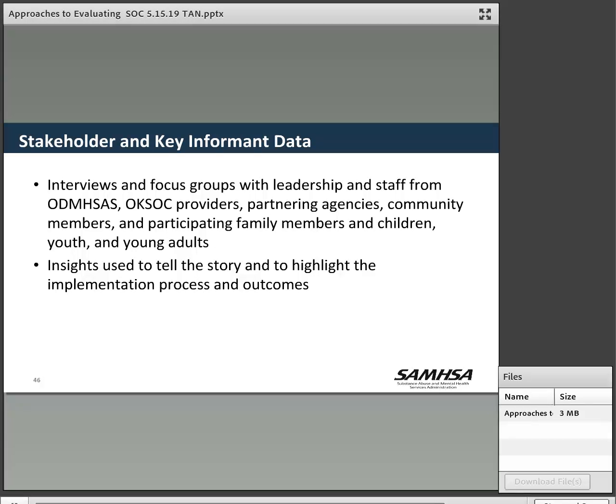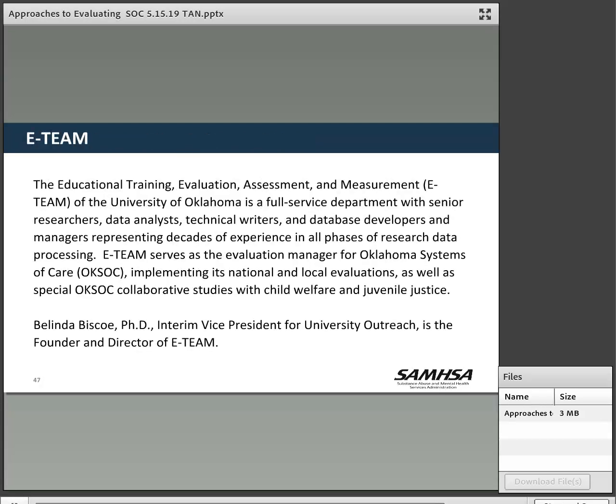So we were able to say that not only were we helping children and families get better, we were saving money. One of the other things that we do is we conduct interviews and focus groups with leadership and staff from DMHS, the OKSLC providers, the partnering agencies, and community members, and participating families and children. Right now we're in the middle of doing community team surveys that will help us identify some issues we want to look at for focus groups. We use those insights to tell the story, to highlight our data, and just kind of put a face on that story, so that it helps people understand how the aggregate data is used across the state. I think that's it for me.